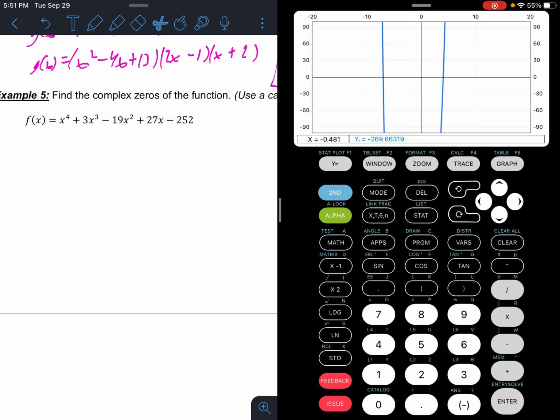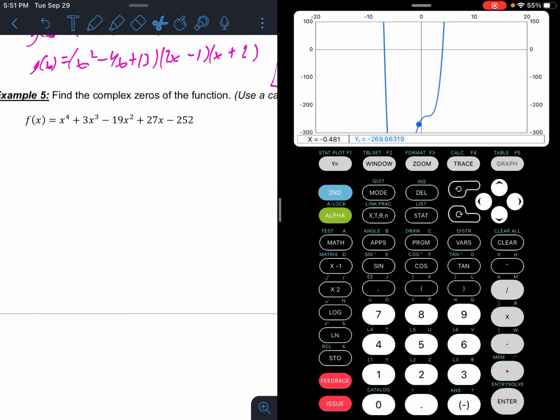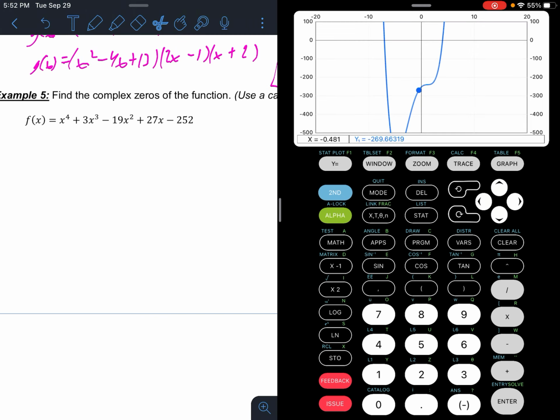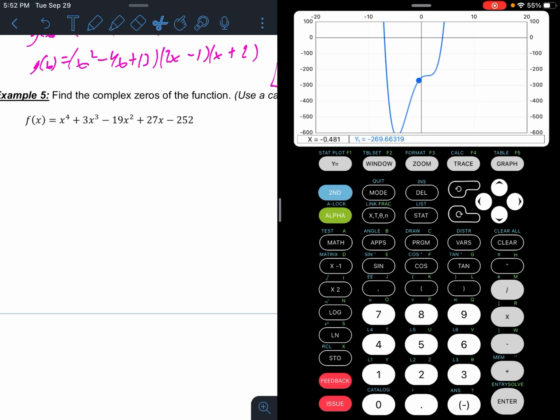Getting better. Looks like we're going to have to go way further down here on the y minimum. So let's go to negative 300 and see if that's good. Now we're almost there. A little bit further. Let's go to negative 400. Maybe even negative 500. Or even 600. That's good enough. We can see what we need to see. Actually, we can see what we need to see for a long time.